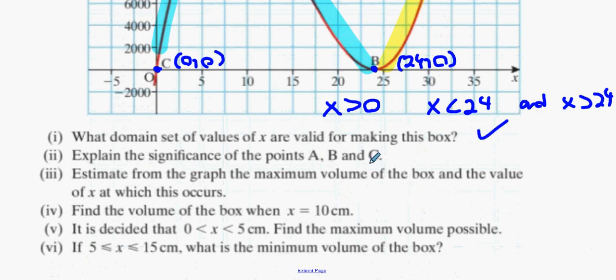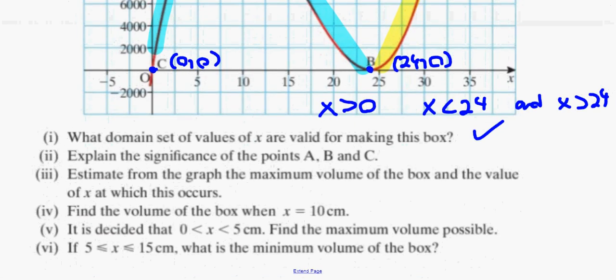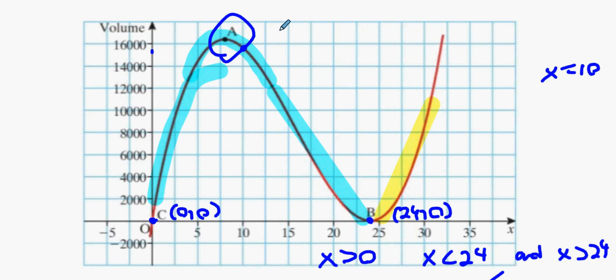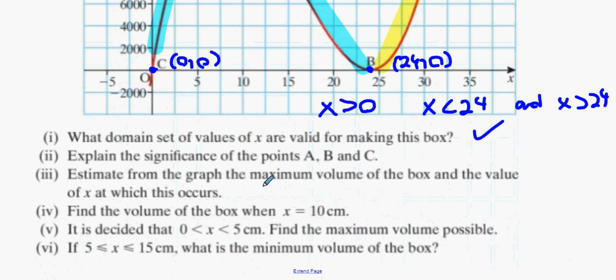Explain the significance of points A, B and C. Well, A is your maximum volume. Everybody got that? The value of x that gives you the largest volume of a box. Your B value is the point at which your box doesn't exist because it has no volume. And your C value is another point where you have no volume because you haven't made a box yet. There's no x value, so you didn't make a box yet. Done.